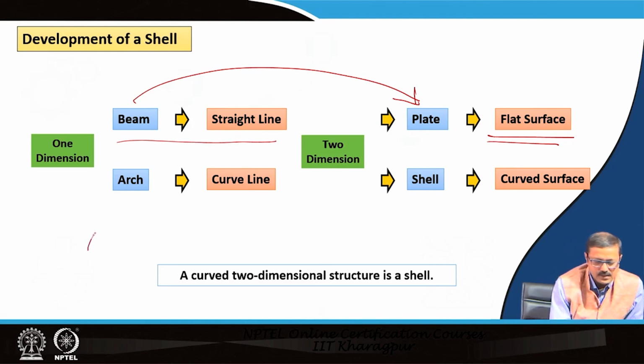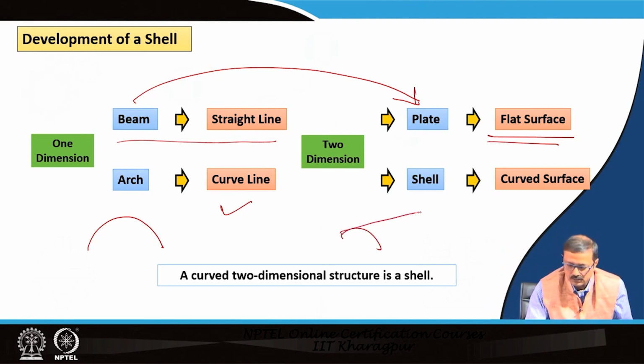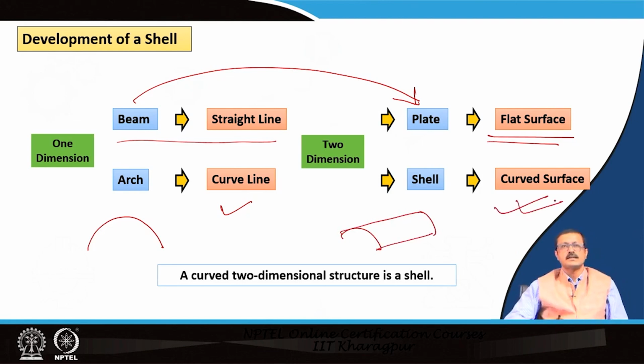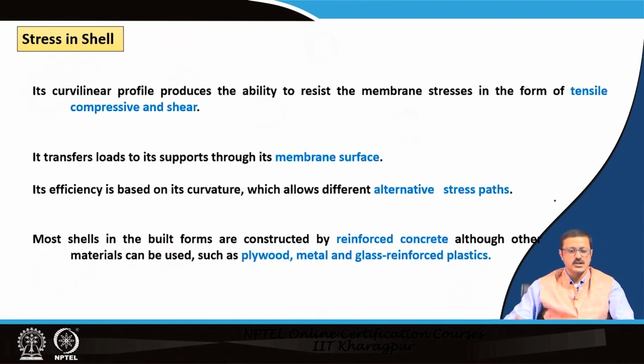Whereas, if there is an arch, which is a curved line, and you drag this kind of arch throughout, you will get a shell, which is a curved surface. So, this is the derivation of the shell from the arch, and the plate from the beam, from that particular point of view. So, a curved two dimensional structure is called a shell.